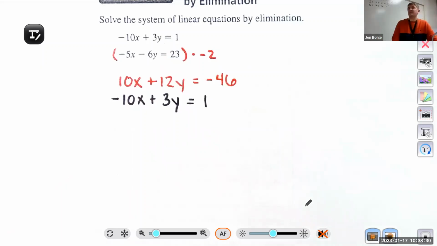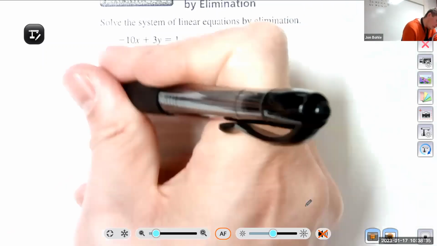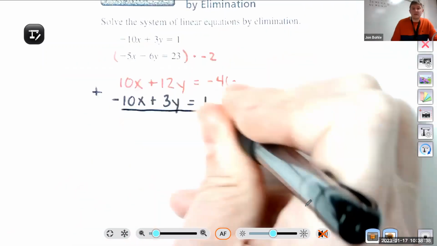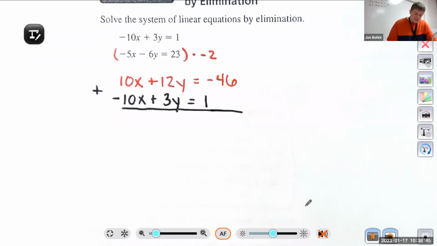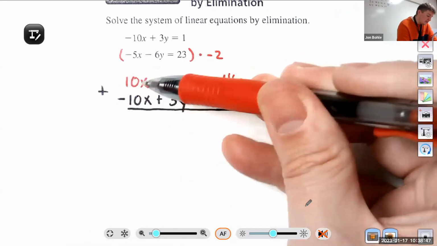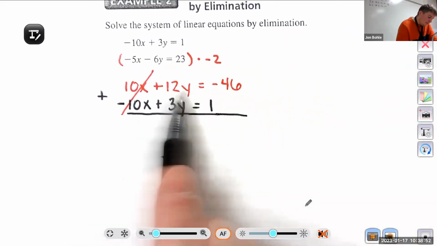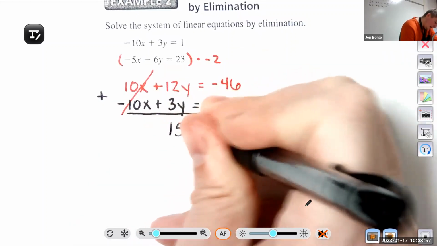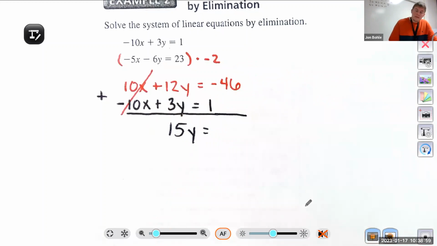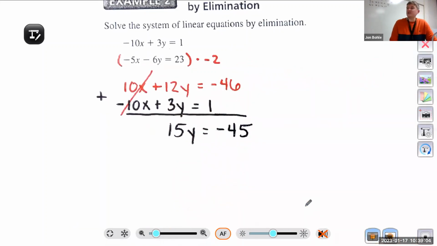Okay, what do I do once I have opposites? Add. You're going to add the two equations. So you're always going to see me put a little plus sign. There's ways that you can do this with minus, but I always just teach it one way and one way only: opposites and add. Positive 10x plus negative 10x cancels out. 12y plus 3y. Negative 46 plus 1, negative 45. And now I just need to solve for y.